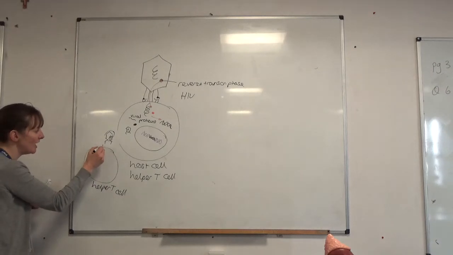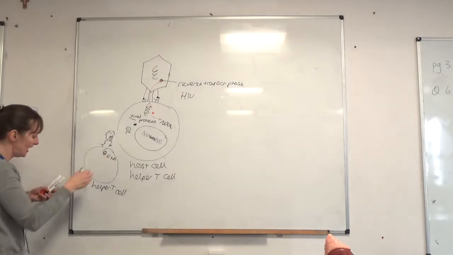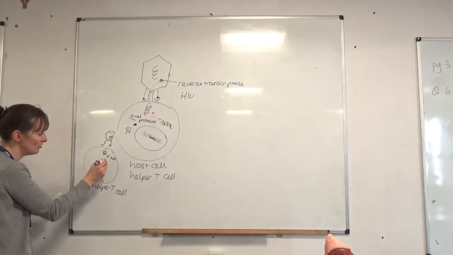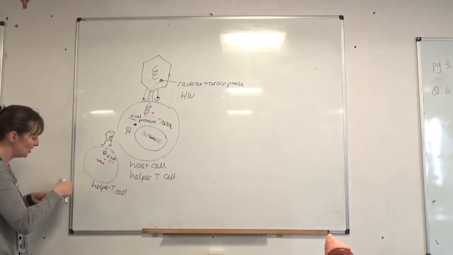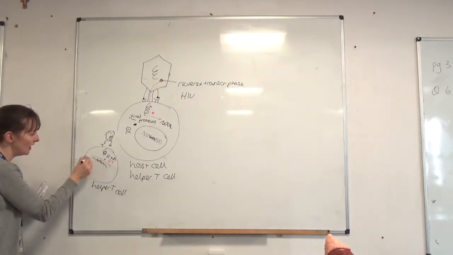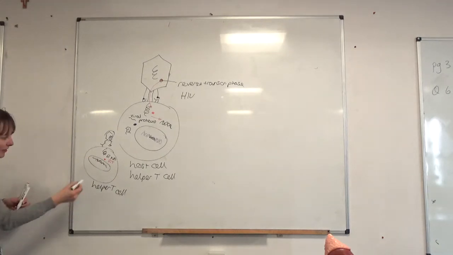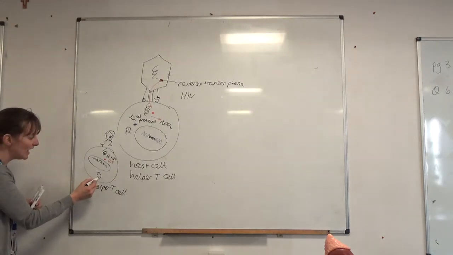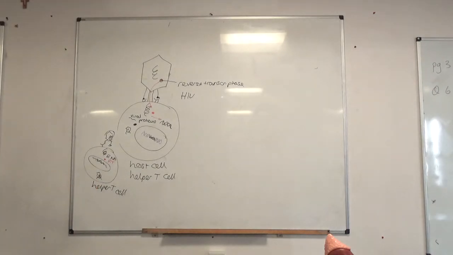They find another helper T cell, bind to the specific receptor, inject their RNA, insert their reverse transcriptase enzyme, make the DNA, which then gets put into another host's DNA, and that poor host cell then uses that viral DNA to make viral proteins, assemble the viral proteins into new viruses, and so the process continues. And that is a retrovirus, HIV.